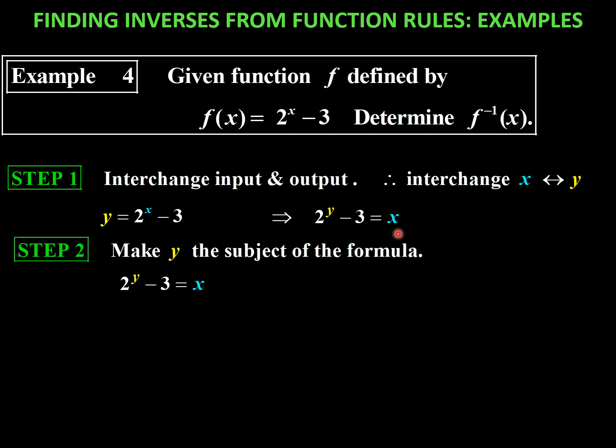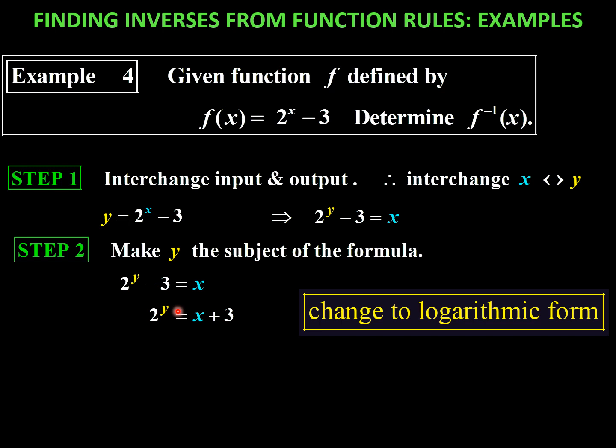So now there are two operations. There's the exponent and there's subtracting 3. What will we do first? That's right, the subtracting 3 becomes adding 3. And now we've got something new here: 2 to the exponent y. Now to make y the subject, remember we said from that table, the opposite of exponent is logarithm. So here the base is 2, so I'm going to take a logarithm with a base of 2.